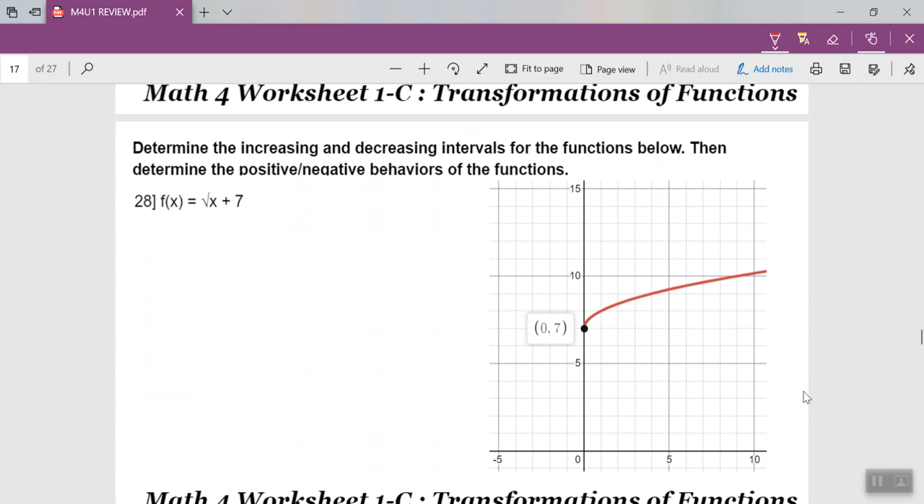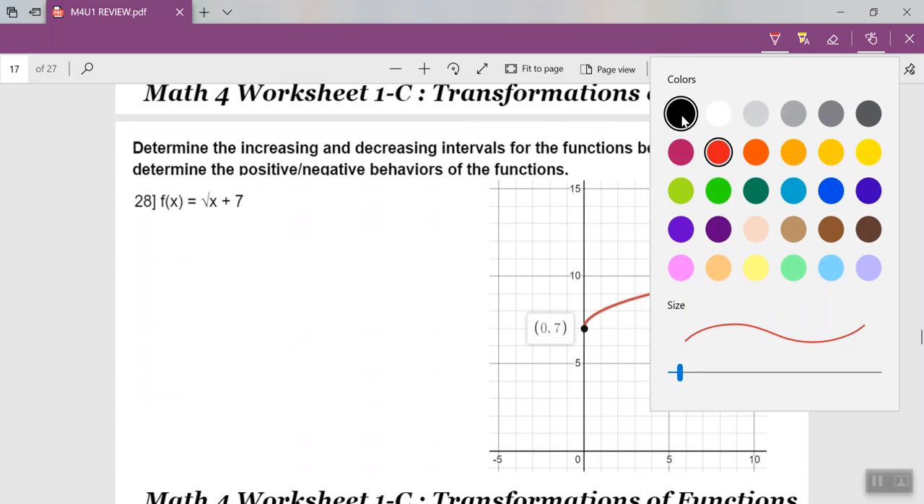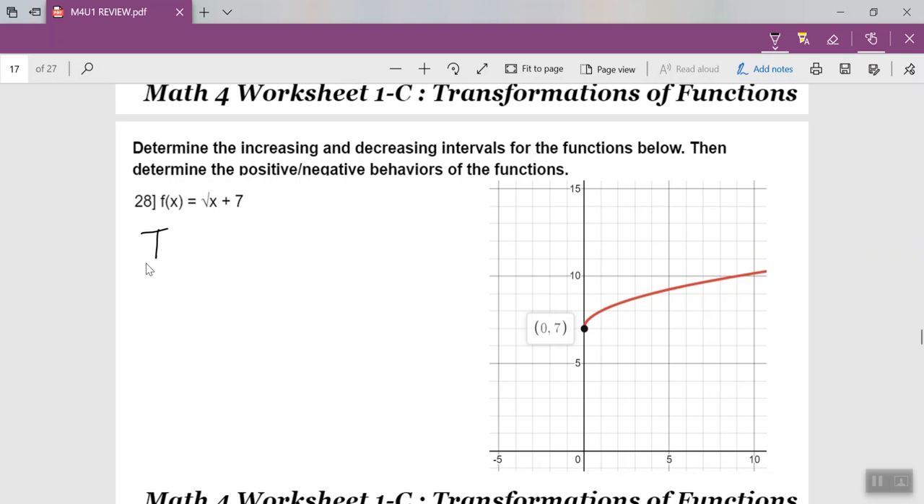All right. Where'd my, there we go. Increase, decrease, positive, negative.